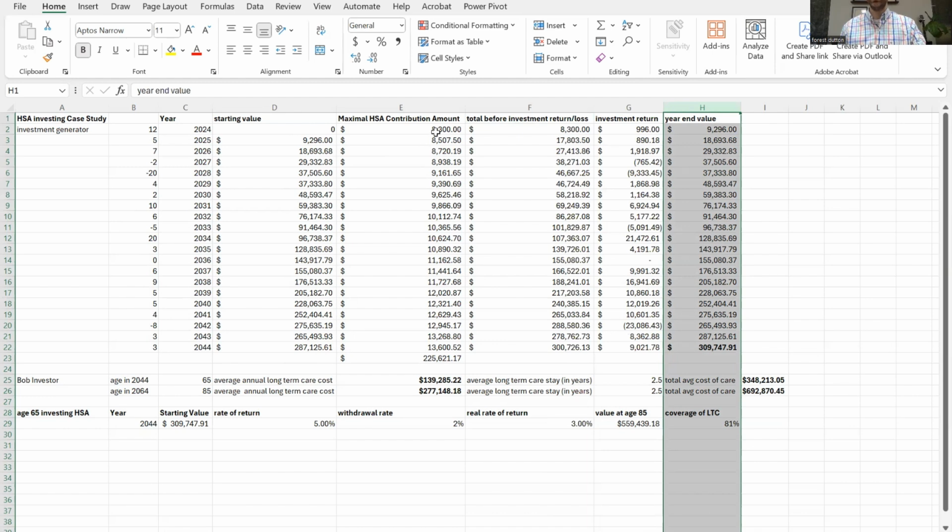This also assumes that the allowable contribution amounts increase by 2.5% per year. So that's where 8,300 goes to 8,500. The reason I came up with that is that over the last 20 years, from 2004 to 2024, that's about the average rate that has occurred in terms of the IRS limits that allow you to put that money in the HSA. It's going to fluctuate per year, but we have to guess for this example.